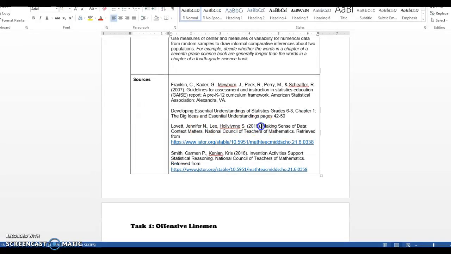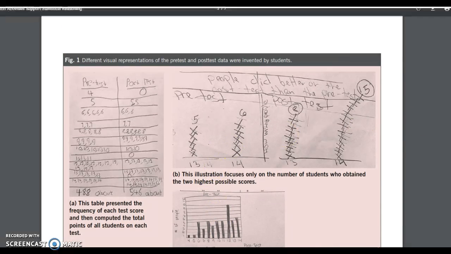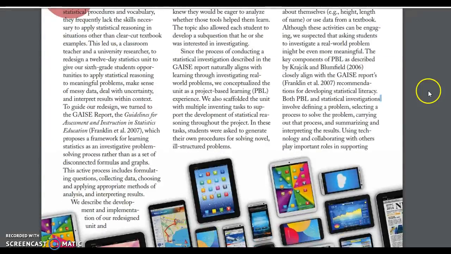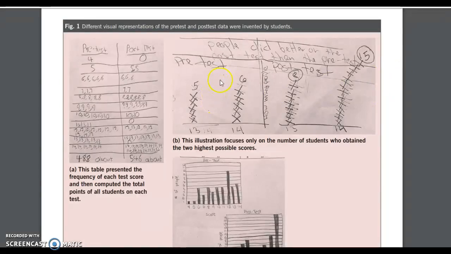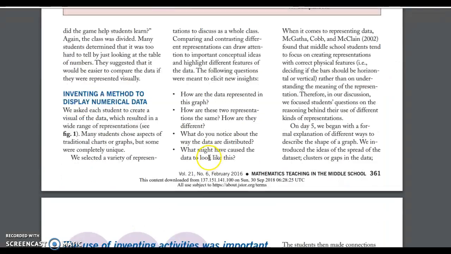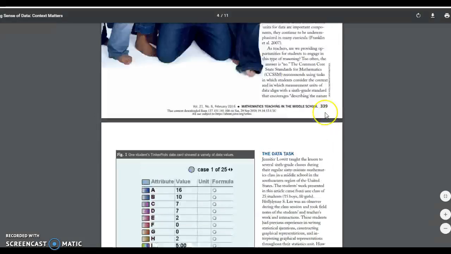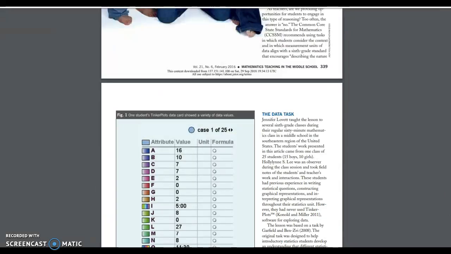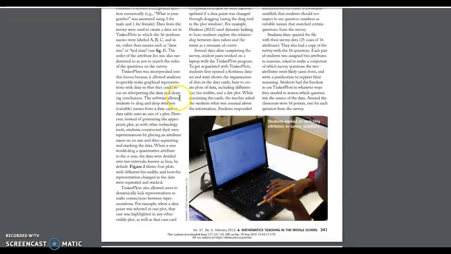My two sources are Making Sense of Data: Context Matters, and the second one being Intervention Activity Support: Statistical Reasoning. Here's the first one, statistical reasoning, as it gives more insight on students analyzing data based on collecting their dot plots and bar graphs here. This one is similar as well, but with different ideas and conceptions, a different idea of how students should be analyzing data, but very similar.